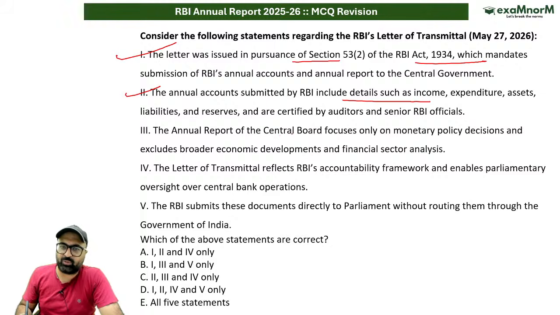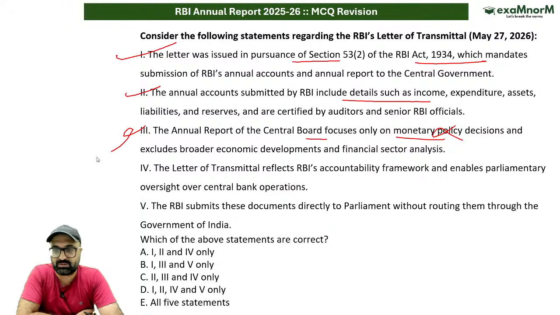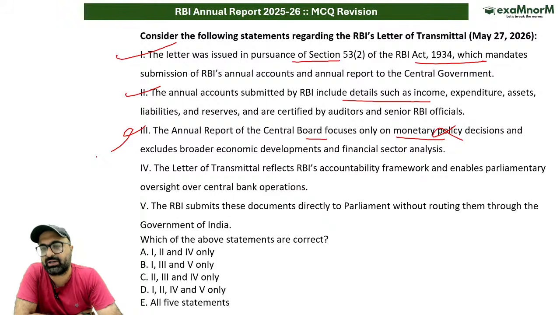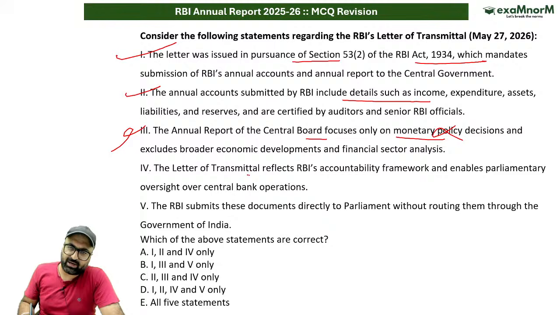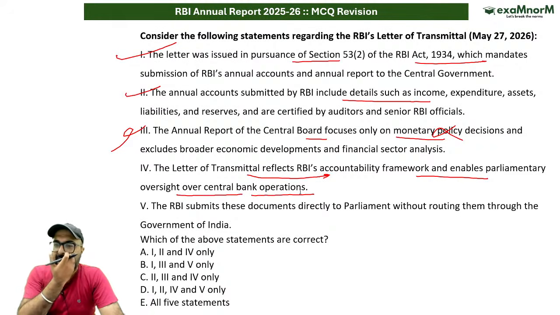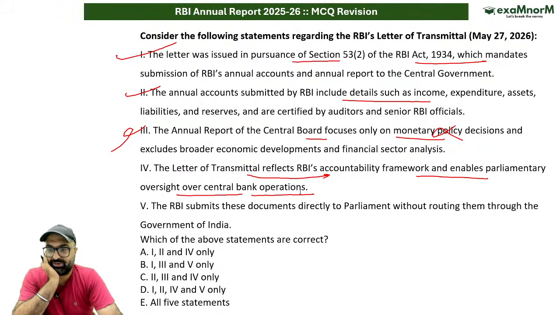Statement 3 says the annual report of the central board focuses only on monetary policy decisions. No sir, it focuses on monetary policy, inflation, banking sector, financial stability, digital payments and whatnot. It is not limited to monetary policy alone. The letter of transmittal reflects RBI's accountability framework and enables parliamentary oversight over central bank operations. Listen once, sir, this letter of transmittal reflects the accountability framework. It ensures transparency and accountability.